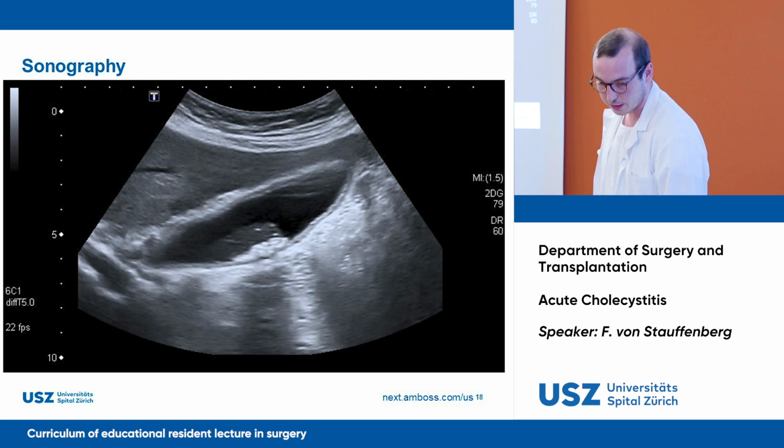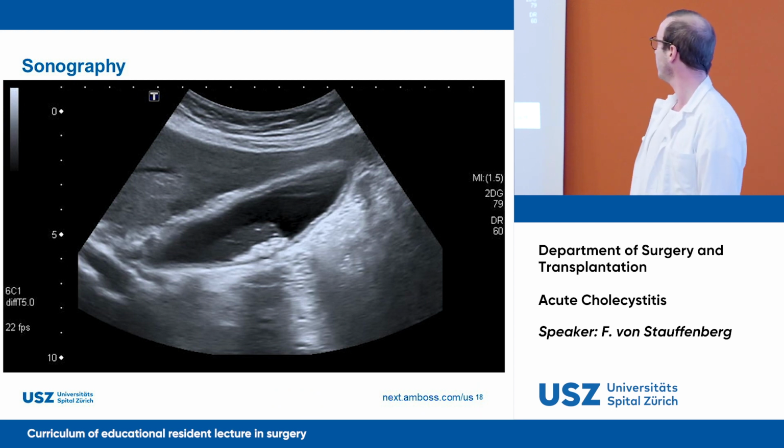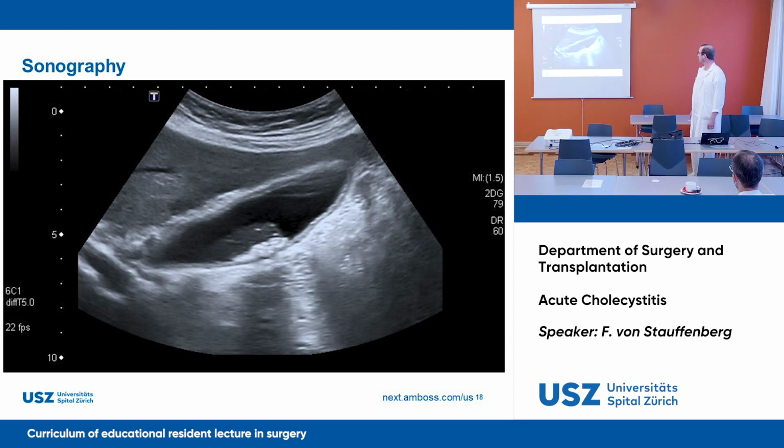So who of the residents can describe what we see in the sonography picture? Yeah, I would say some of the signs that you already mentioned. I think we have a stone, maybe a bit of sludge around it, and the gallbladder seems distended and has the threefold layering. Very good.